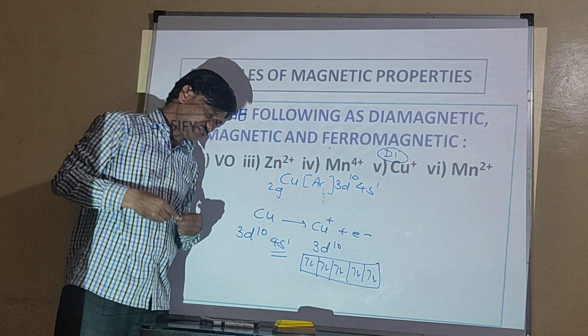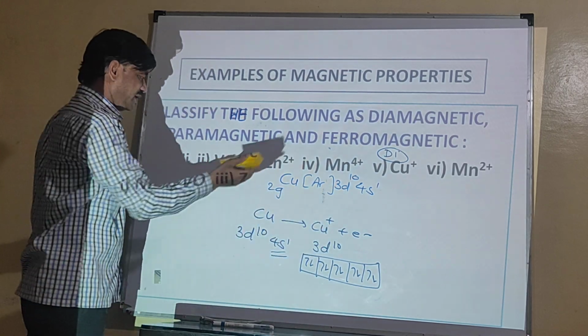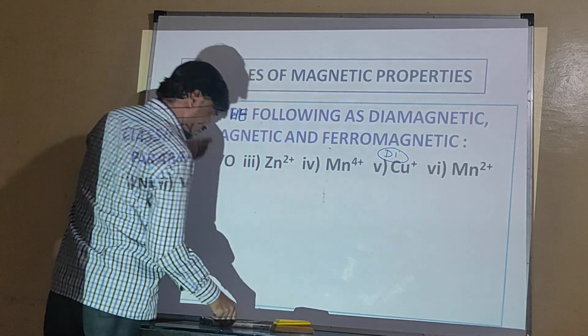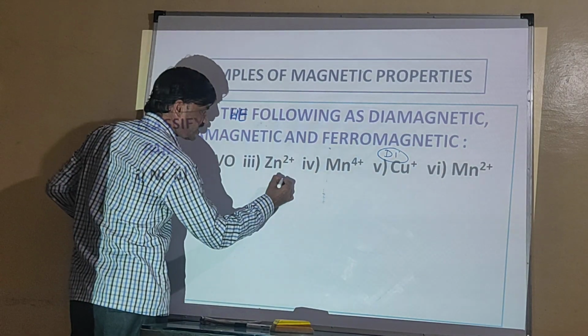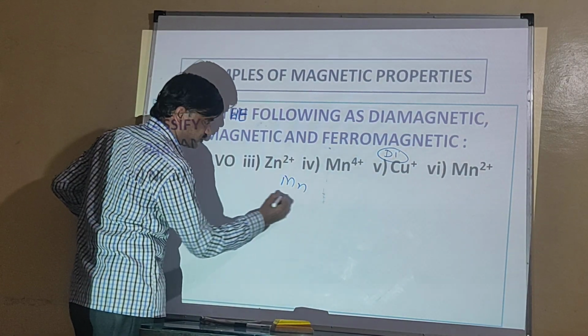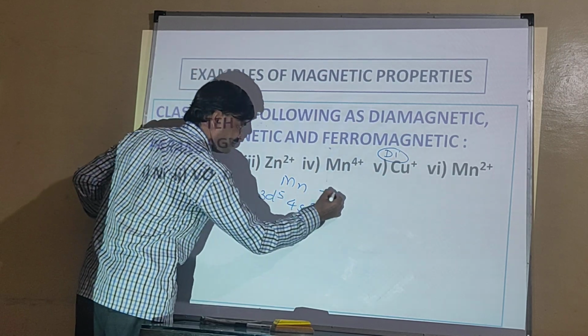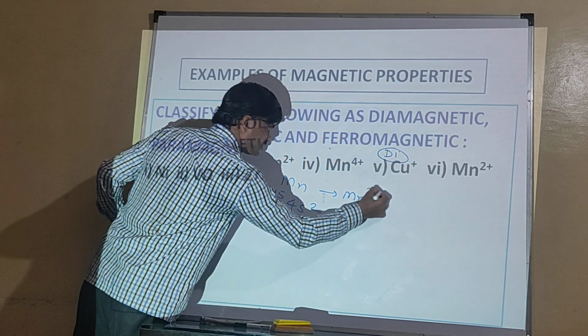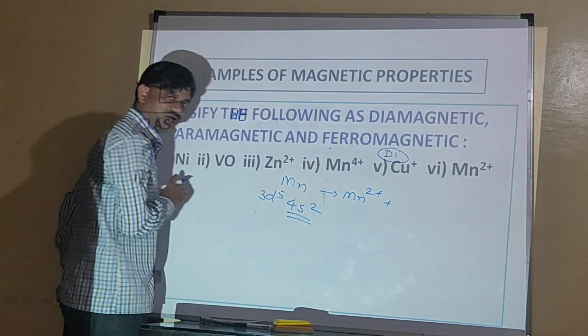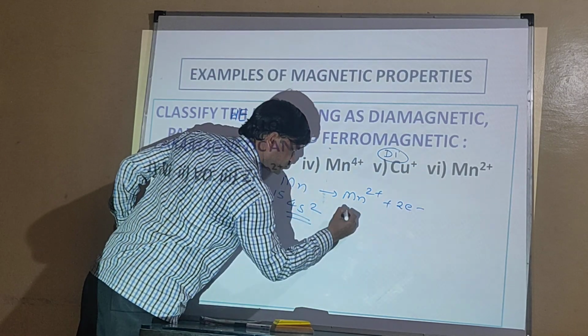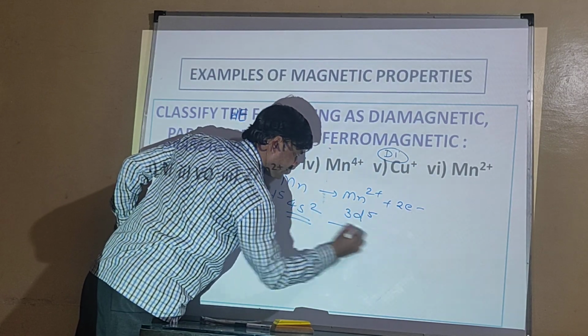What about the last species? Can you tell me directly? Mn plus 2. What is the charge on manganese? Plus 2. So tell me how to form Mn plus 2. This is nothing but 4s2 3d5. What is the charge on manganese? Plus 2, so 2 electrons from 4s will be lost. What remains? 3d5.